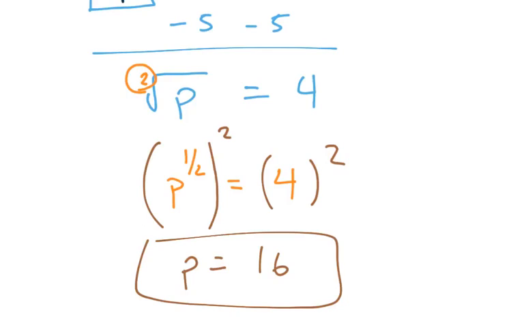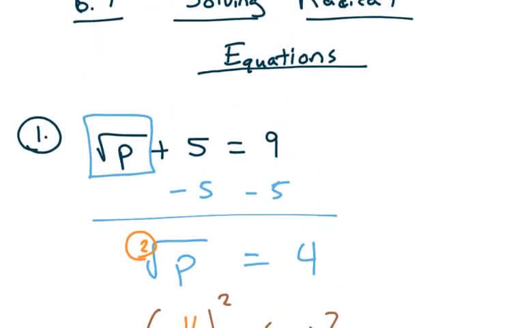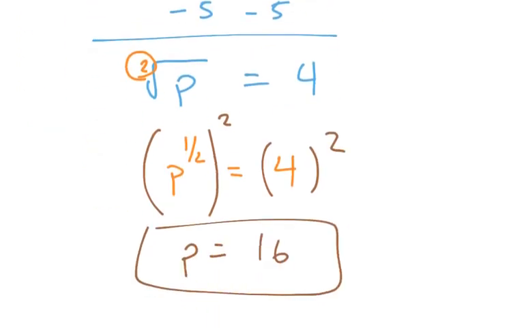Now, one of the most important aspects in all of this is you have to substitute the value back in and make sure that it's true. So clearly, if the p is 16, square root of 16 is 4, 4 plus 5 is 9, and this is a true statement. You'd have to always check, because sometimes it will not work.